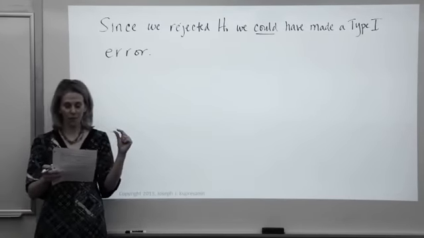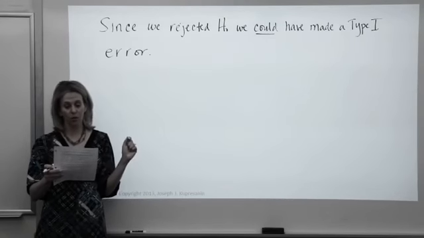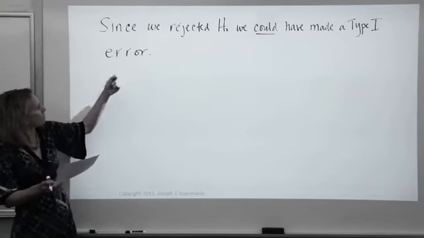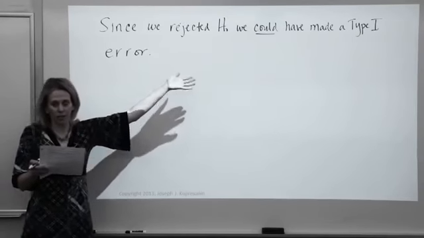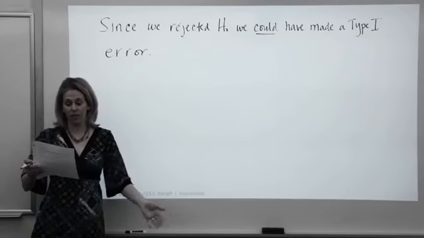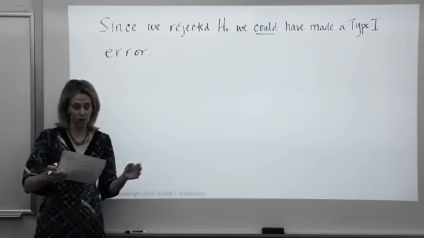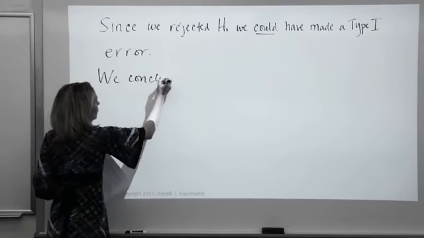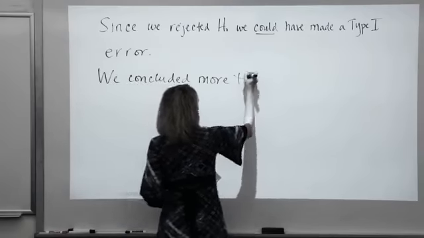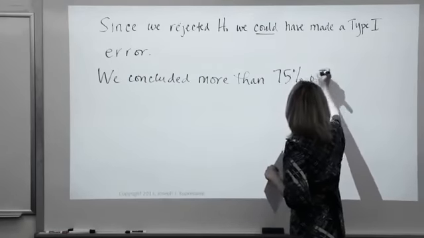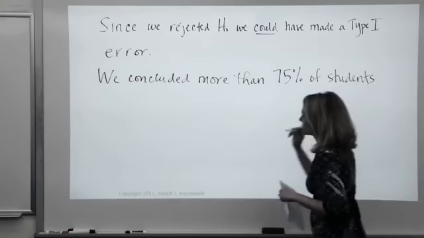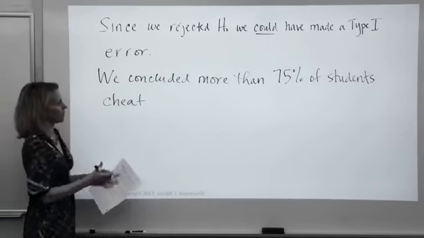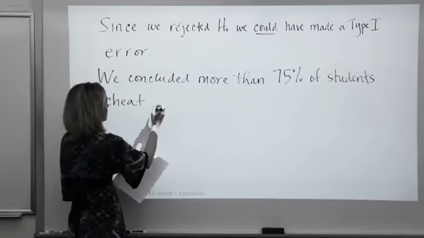Look back at the top there. You have a p-value. Your p-value is 0.0015. So this is the likelihood of making a type 1 error. And I guess before I write that, a type 1 error in the context of this problem would be that we concluded that more than 75% of students cheat when it was actually 75% or below. So just to even write out in the context of the problem what this is. We concluded more than 75% of students cheat. But a type 1 error would be making that conclusion when in fact the percentage was 75% or less.